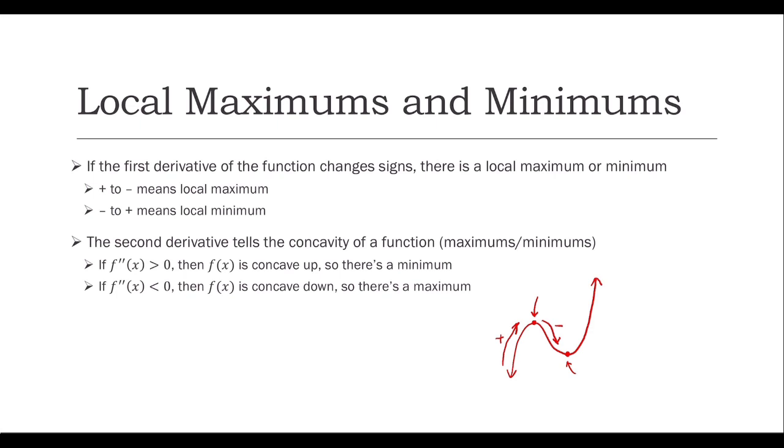And then if your function goes from negative to positive for your derivative, then you're going to have a local minimum because your function's switched from going down to up and you'll have a minimum in between. The second derivative can also tell you if you have a maximum or minimum because it tells you the concavity of the function. So if the second derivative is greater than 0, it's positive, so it's concave up, so you have a minimum. If it's less than 0, it's concave down, so you have a maximum.